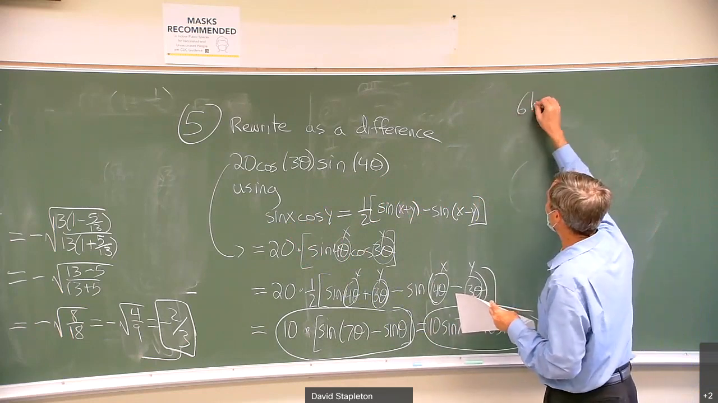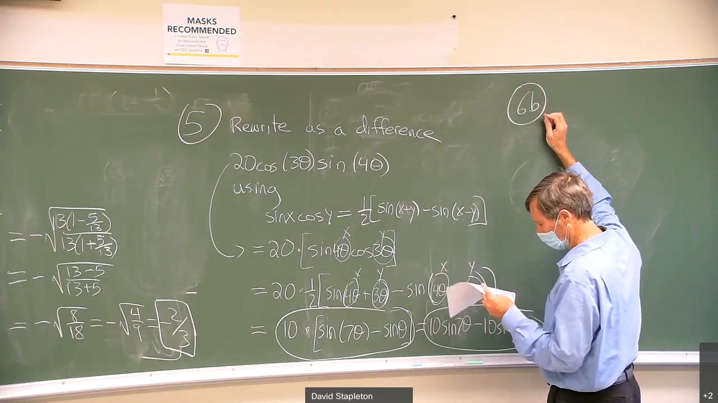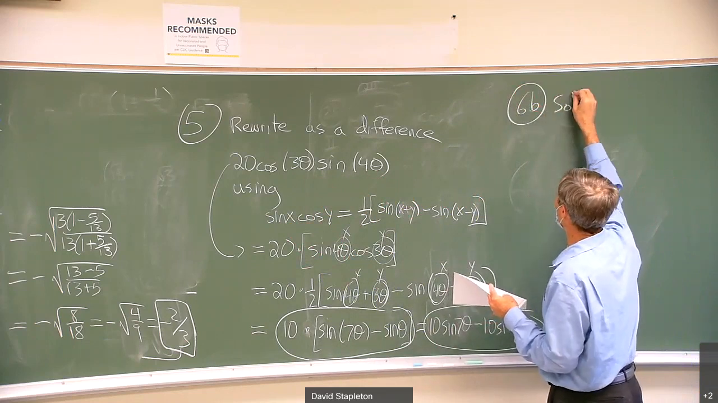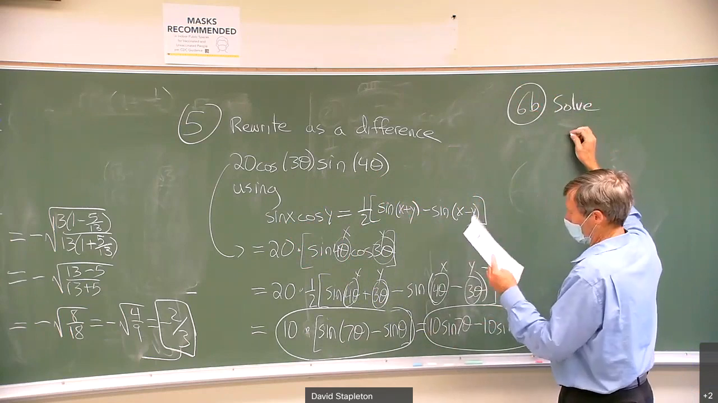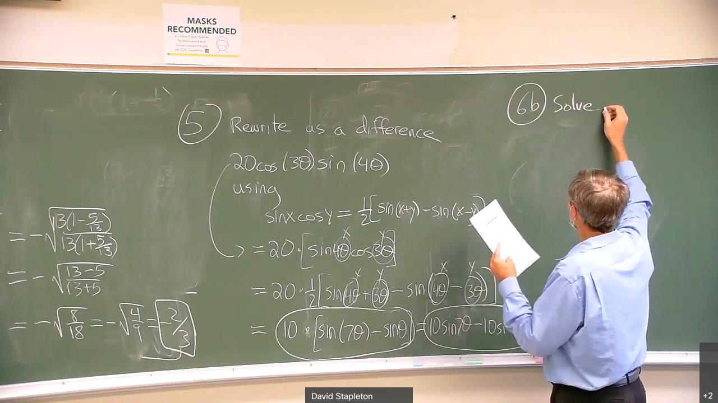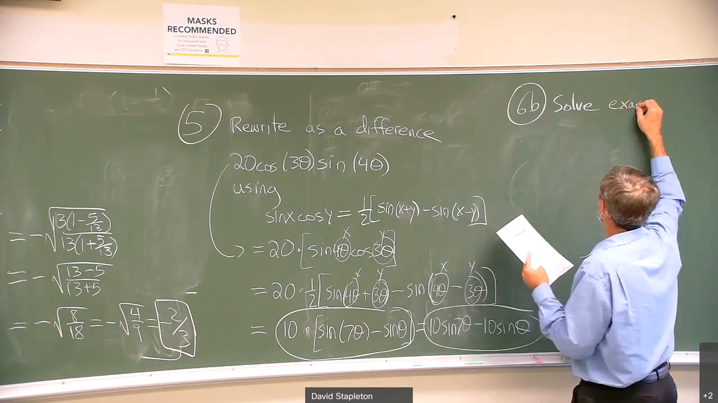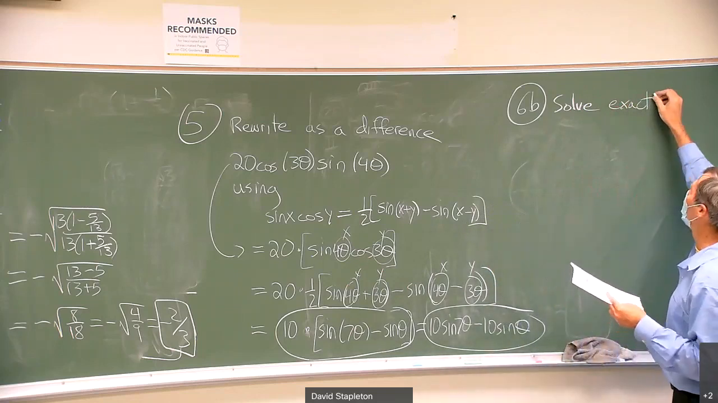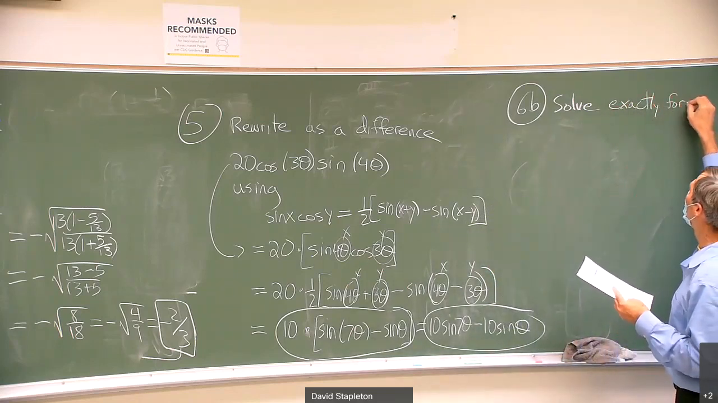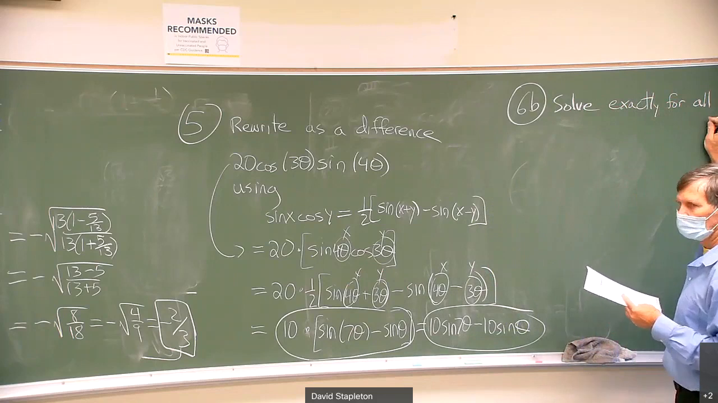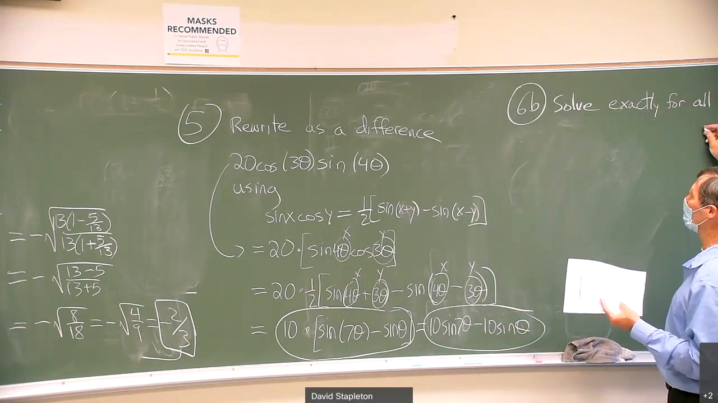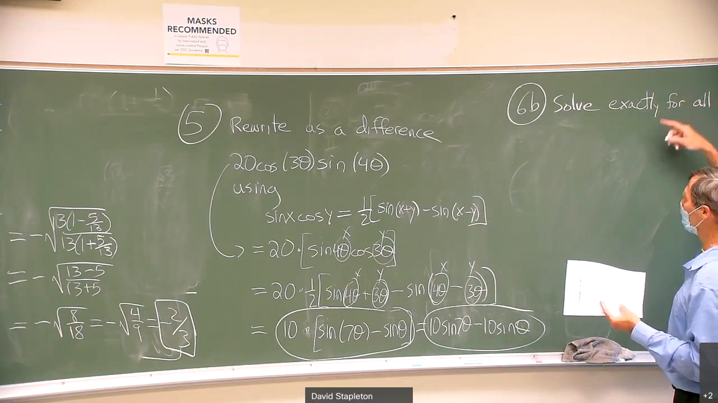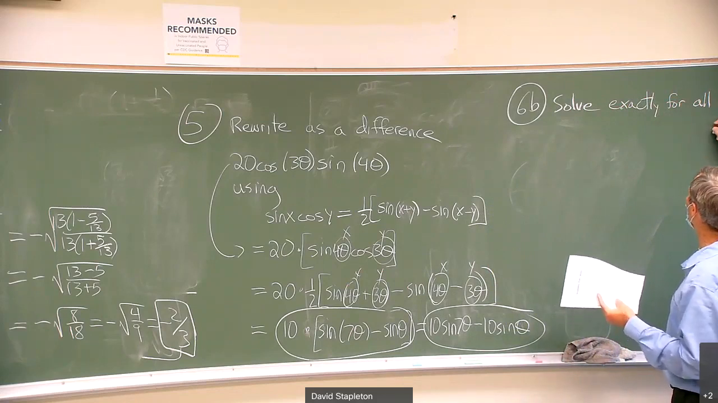Let's look at 6b. Suppose I wanted to solve a trig equation. I'm going to give you some trig equations on here, and I said solve exactly for all possible theta. All possible theta means what? Yeah, I have to include a plus 2k pi when I evaluate things. So I get not just one rotation, but all possible angles.